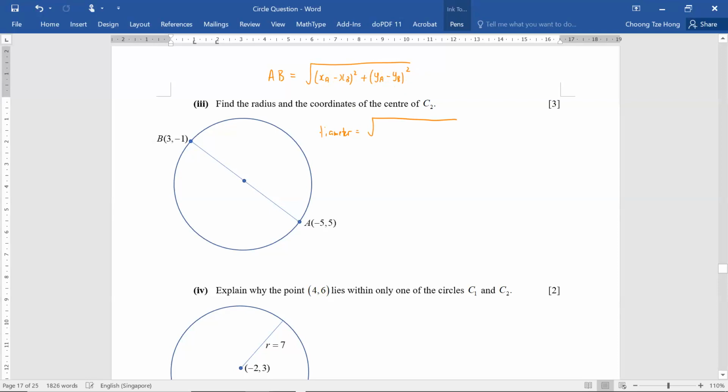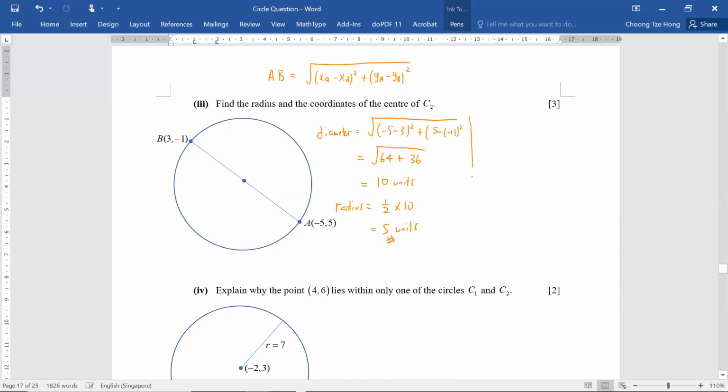So from here we could do that: minus 5 minus 3 squared plus 5 minus 1 squared. We will get minus 8 squared, which is 64, plus 6 squared, which is 36. So the square root of 100 gives a diameter of 10 units. In other words, the radius will be half of 10, so it will be 5 units.